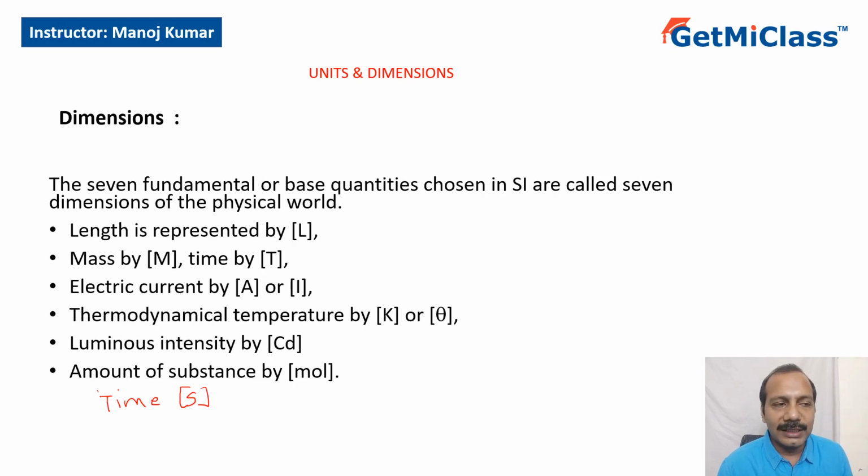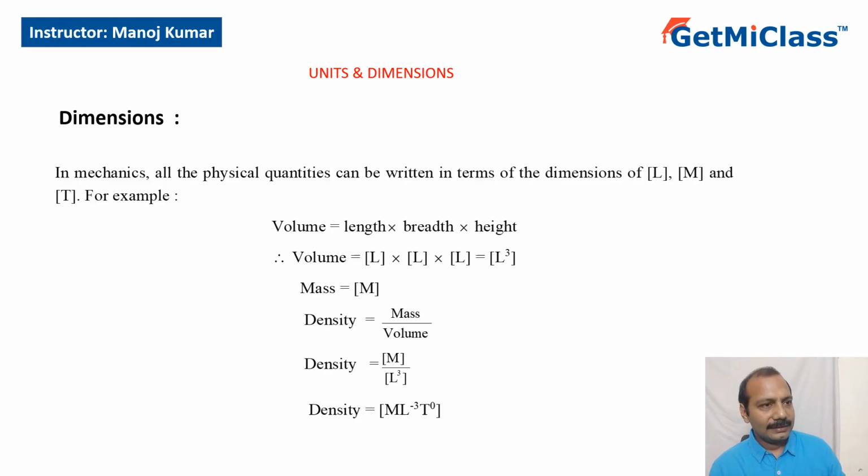The important thing is, when we represent a dimension, we represent it in a square bracket. Now let's see an example. If I want to write the dimensions of volume, what is volume? Volume is length into breadth into height. Length is L, breadth is also length, height is also length. So volume is L cube. So the dimension of length in it is 3.